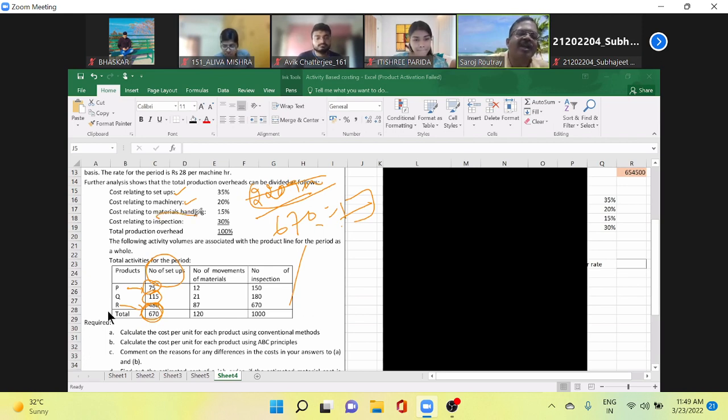Machinery, machine hour; material handling, number of movements of material; inspection, number of inspections. These are the drivers.